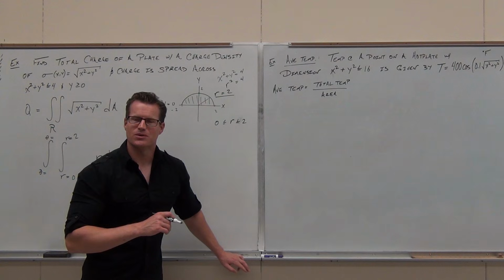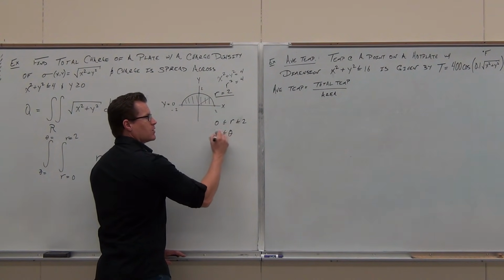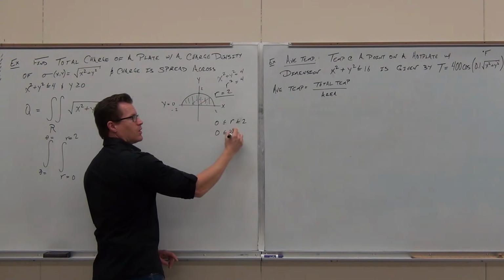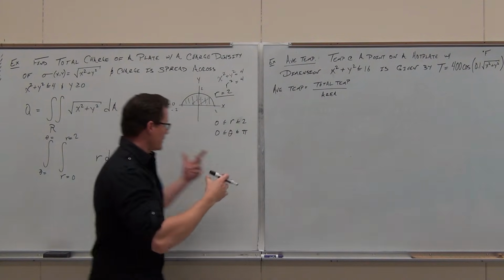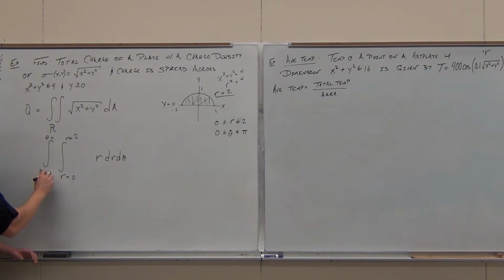Why? What's going on? It's only half. So for our theta, I'm not making it all the way around. I'm stopping at pi. Show of hands if you're okay with that one. That's our setup. We got r dr d theta, no problem. r equals 0 to r equals 2, then theta equals 0 to pi.